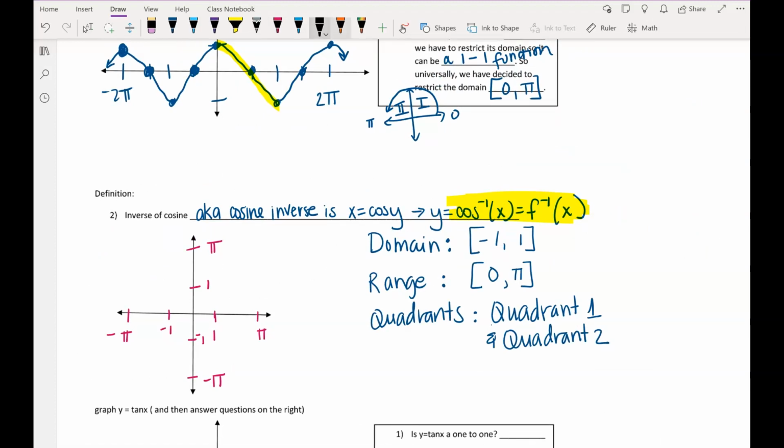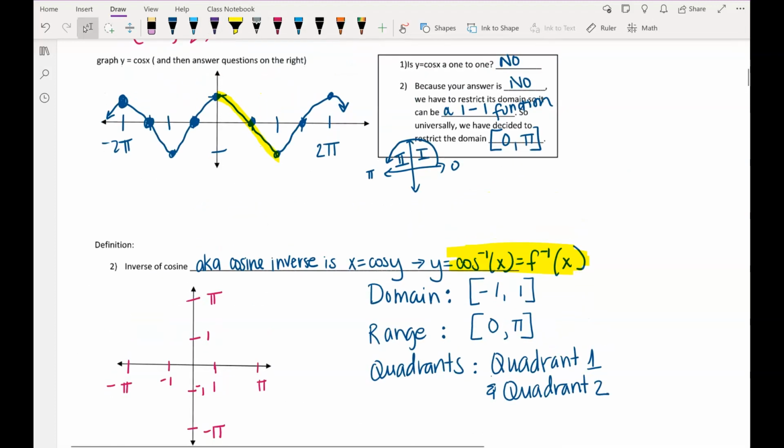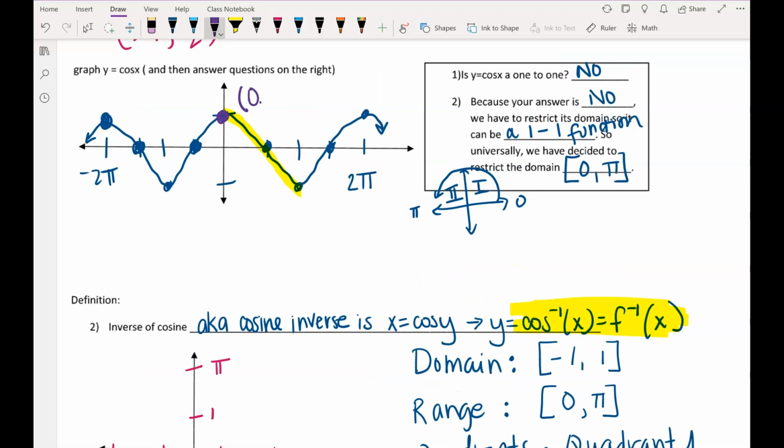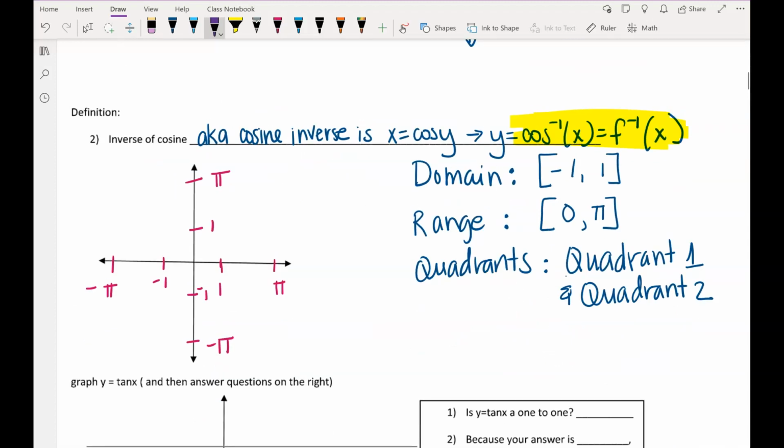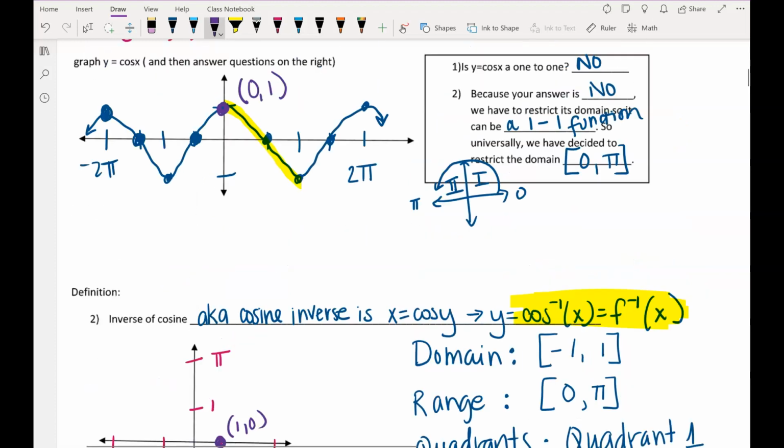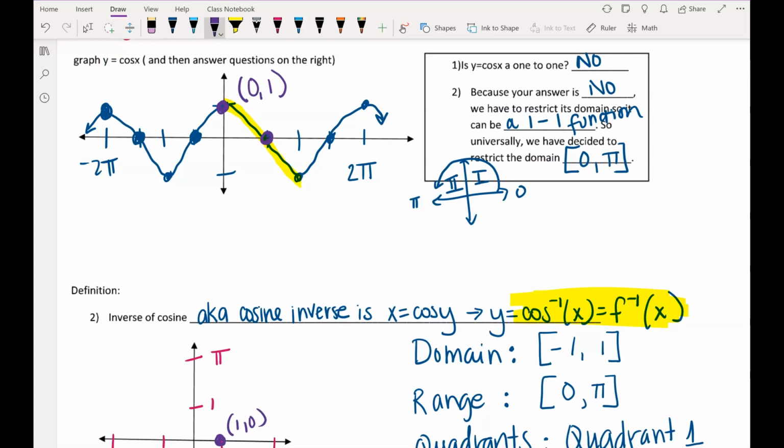Okay. So we go and use the original to help us out a little bit. The first original dot, students, how do we label that? On the top, what is that dot? 0, comma 1. So when we go and plot the inverse, we plot what? 1, comma 0. And then the next dot is right here. How do we label that, y'all? Pi over 2, comma 0. So when we plot our inverse, we do what? 0 up pi over 2.